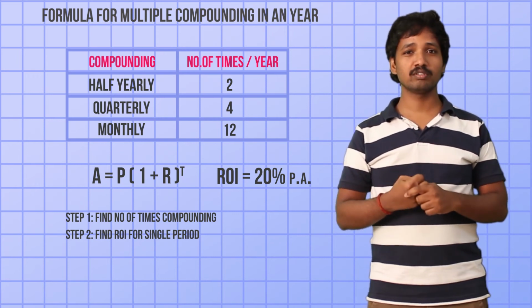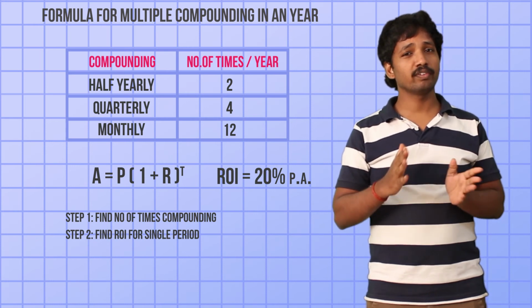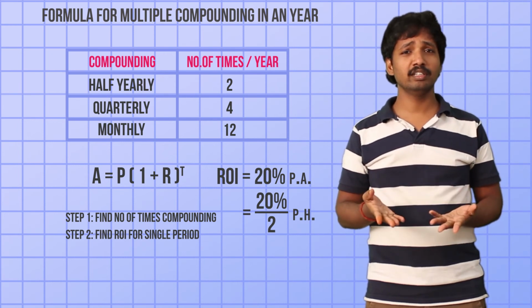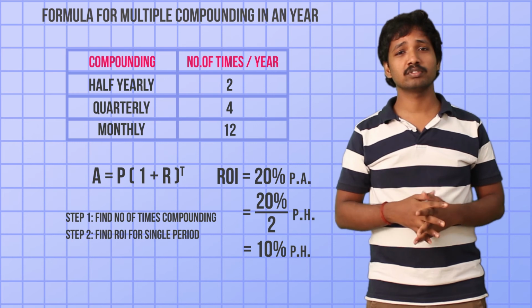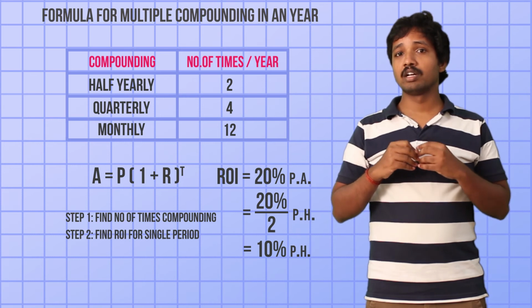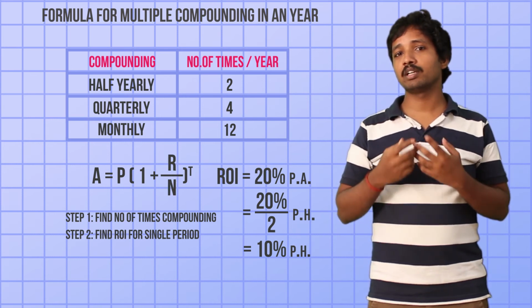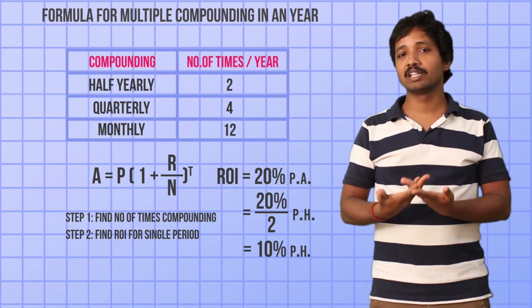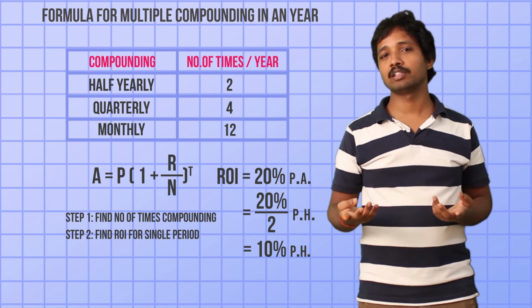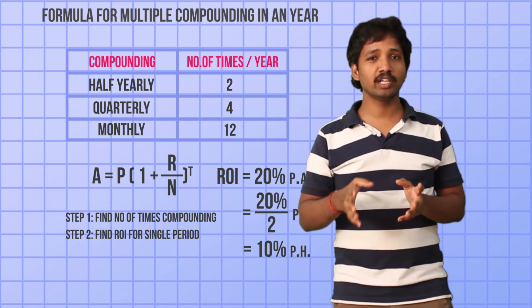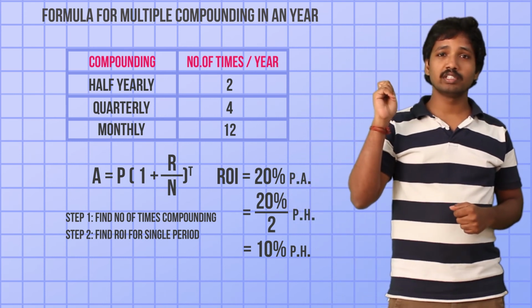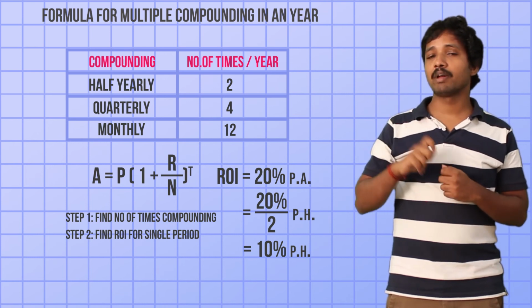So we need to find the rate of interest for half a year. For the whole year it is 20%, for half a year it is 10%. How do we calculate it? 20% divided by 2 is equal to 10%. So in the same formula, when representing the rate of interest, you divide it by the number of times it is compounding in a year: 2 times for half yearly, 4 times for quarterly, and 12 times for monthly. The same number of frequencies has to be denoted in the time period also, because we have divided here. So in the time period, instead of T, it will be NT.